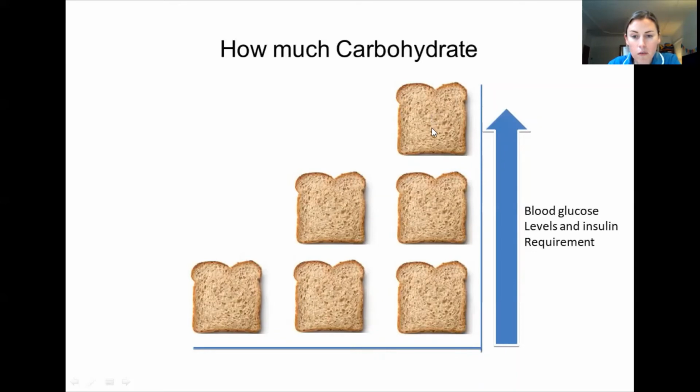To show how this works, you've got slices of bread here that all contain carbohydrate. The more bread that you have, the higher your blood glucose levels and your insulin requirement will be. So for example, with 3 slices of bread, your blood glucose levels will be higher in comparison to when you have 1 slice of bread or 2 slices of bread.